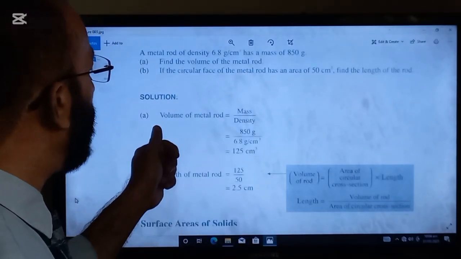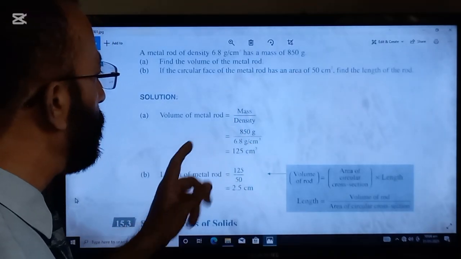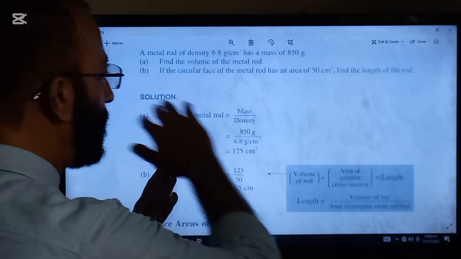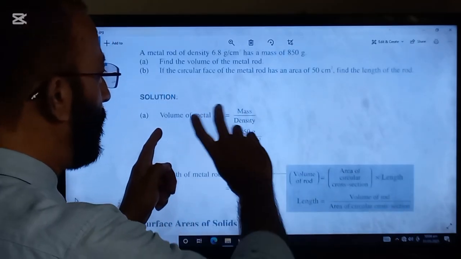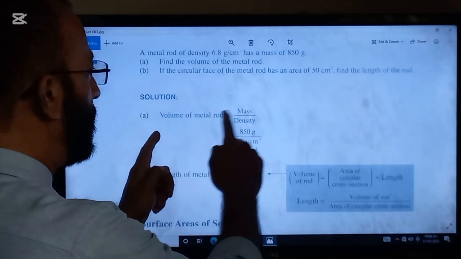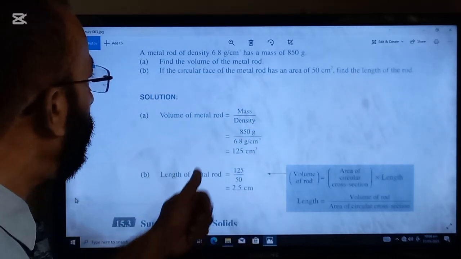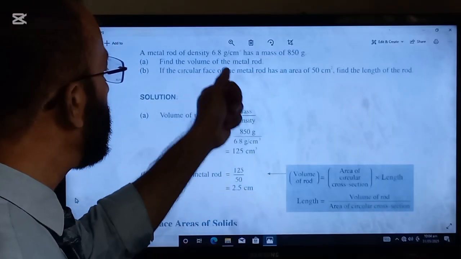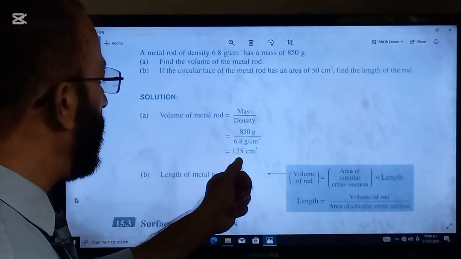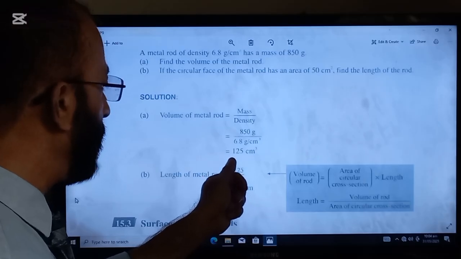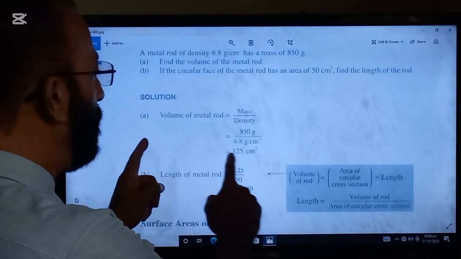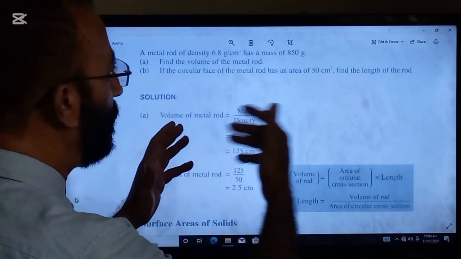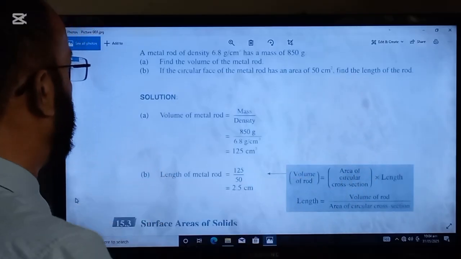Okay, the volume formula is mass over density, because the original formula was density is equal to mass over volume. So volume will come to the left side, density will go to the right side. So the formula will be transformed. That will be volume is equal to mass over density. Now mass is given, that is 850, and density is given, that is 6.8. So solve it on the calculator. The answer will be 125, and the unit of the volume will be centimeter cube. So these are actually the units from which we will find the unit of the required thing.